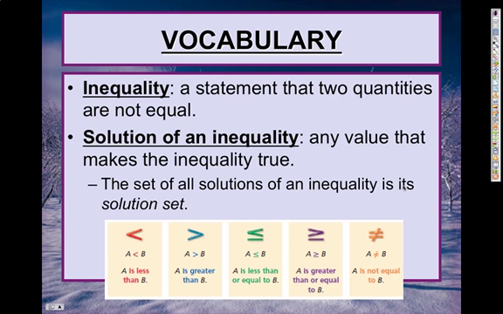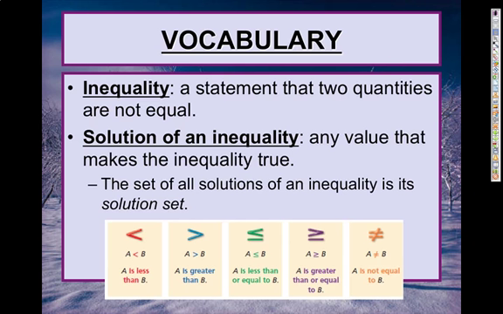An inequality is a statement that two things are not equal, right? That's why it's inequality. If it's an equality, it would have been an equation, right? Now, this is the tricky part. The solution of an inequality is any value that makes it true. Now, you remember when we solved those equations back in chapter 2 where we had all real numbers or we had no solutions? And remember with the all real numbers we could put in any number and it would work?